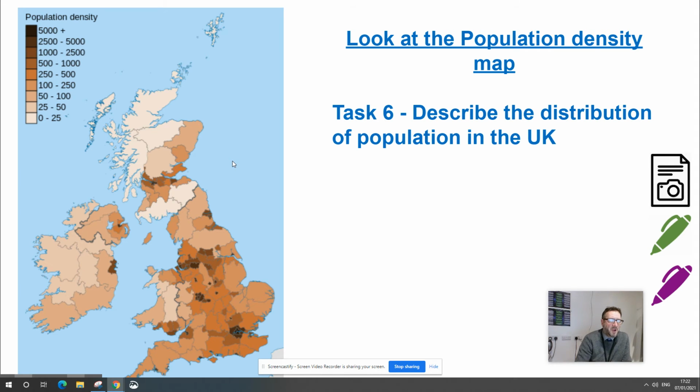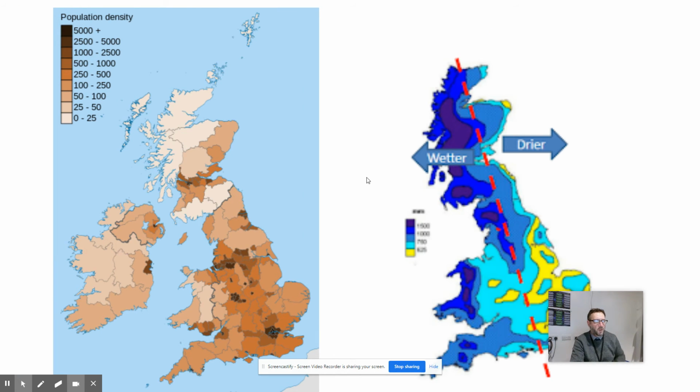But anyway, describe the distribution there. You know how to do it. It's a DAC. Okay, then we've got a comparison now of the two maps, and it doesn't make sense. Where the rain is, where the people are, we need to move that water to where the people are. I'm sure that's what we're going to come up with.